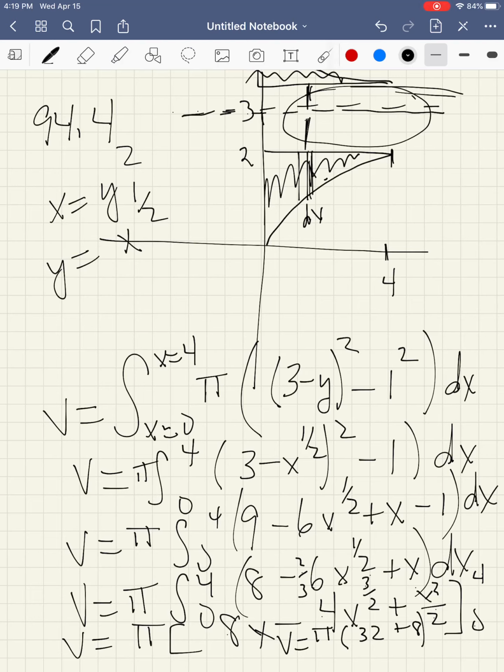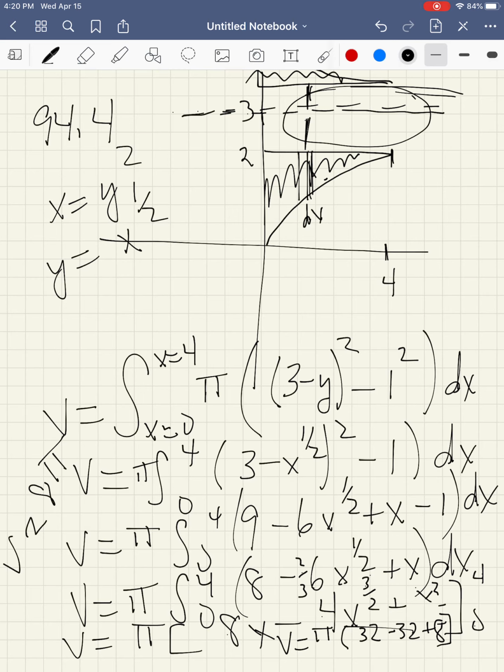Let's see, 8 times 4 is 32 minus, what did I do here? Oh, minus 32. Forgot to put the minus 32 in here. 32 minus 32 plus 8. There we go. So then these cancel out, and we just get V equals 8 pi.